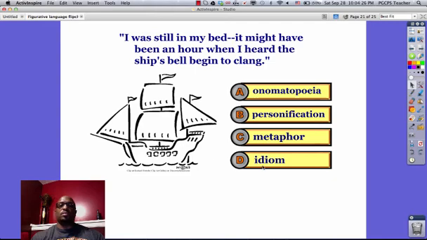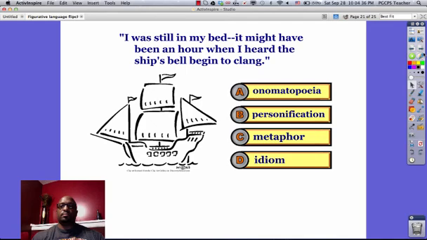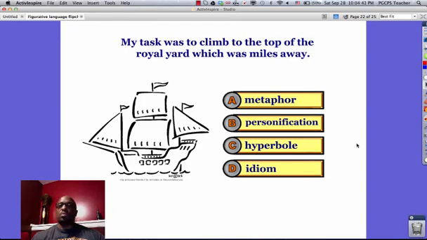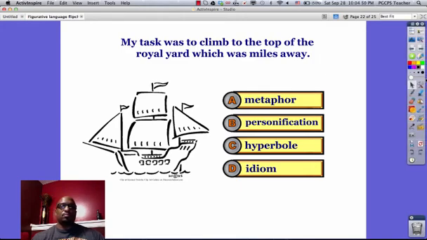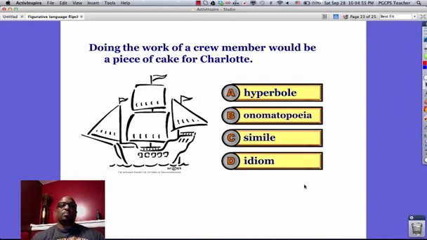All right, the next one. I was still in my bed. It might have been an hour when I heard the ship's bell begin to clang. All right. My task was to climb to the top of the royal yard, which was miles away. Is that a metaphor, personification, hyperbole, or idiom? All right, two more. Doing the work of a crew member would be a piece of cake for Charlotte. Hyperbole, onomatopoeia, simile, or idiom?